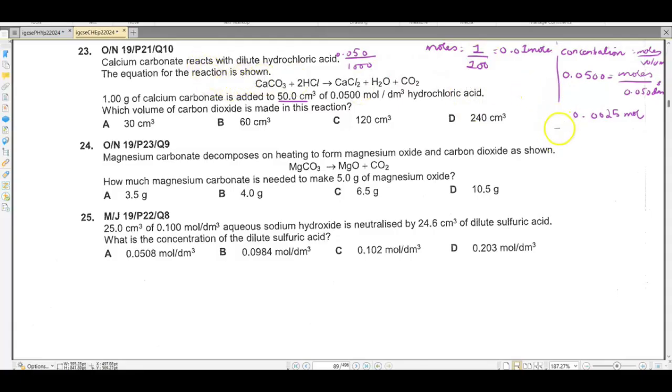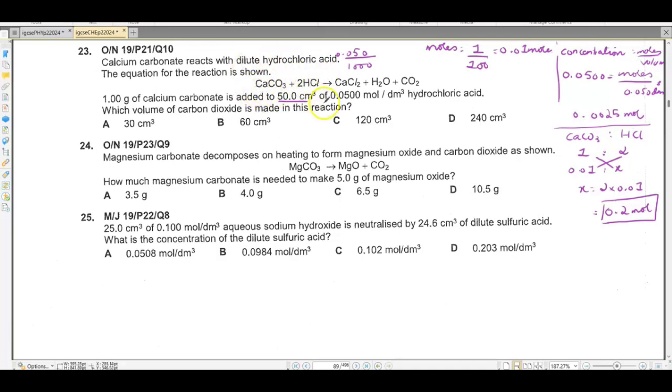Okay, so how are we going to do that? We are going to find the ratio. CaCO3 is 1, HCl is 2 moles. The moles of CaCO3 are 0.01, and to find the moles of HCl we have X. So X is equal to 2 times 0.01. So this is going to give us 0.02 moles. Okay, now this many moles of HCl were required in this reaction for it to completely take place.